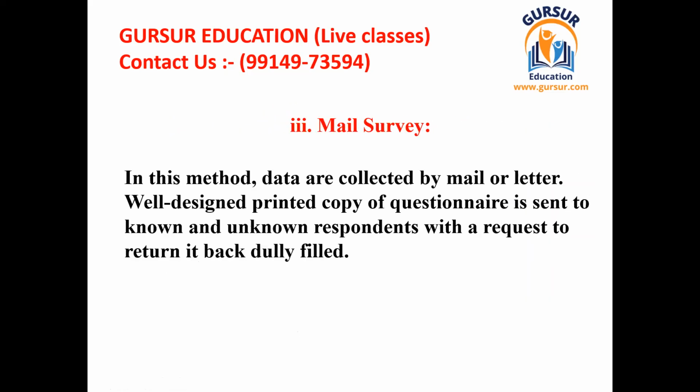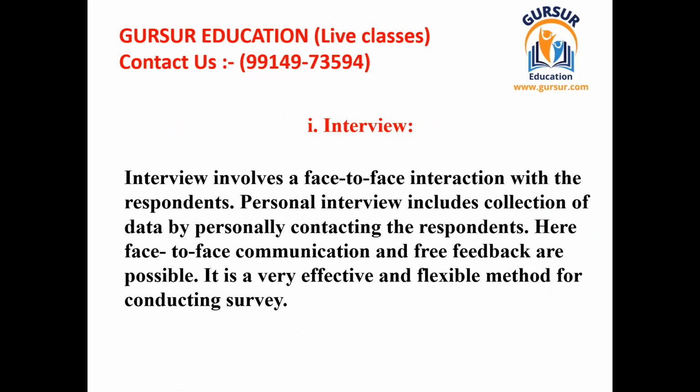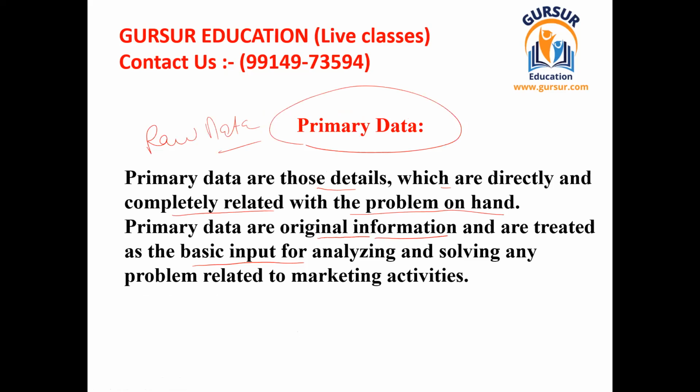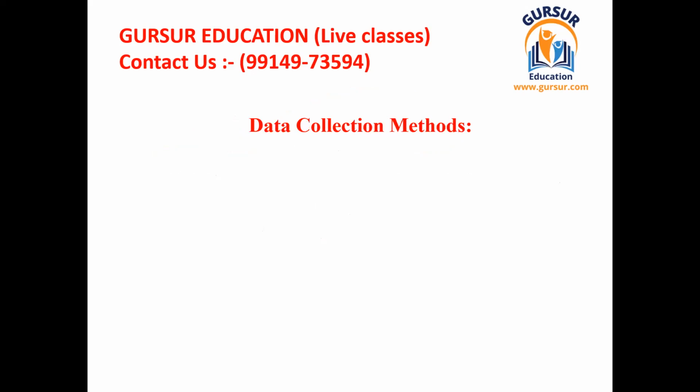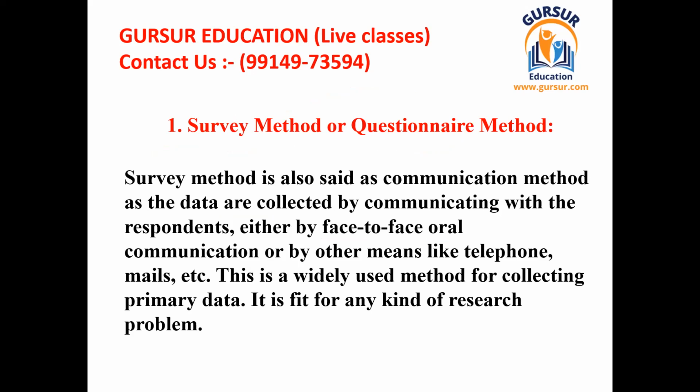We again have to recall everything we have studied in this lecture. I have taught you about data types: raw data and secondary data. Raw data is primary data. Secondary data has already been published somewhere and is used by researchers, which is second-hand data. For data collection methods, we studied four methods: first survey, then observation, then experimental, then panel method.